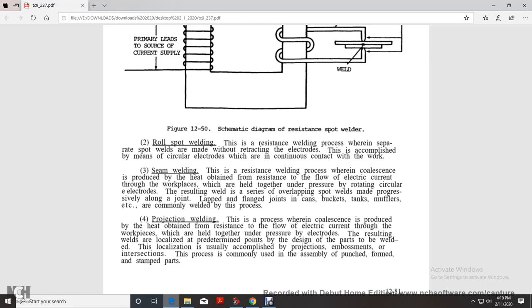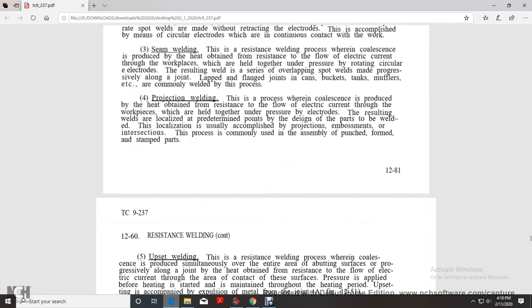Projection weld. A process in which coalescence is produced by the heat obtained from the resistance to the flow of electrical current through the workpieces held together under the pressure of electrodes. The resulting welds are localized at predetermined points by the design of the parts to be welded. Localization is usually accomplished with projections, embossments, or intersections. The process is commonly used to assemble punched, formed, or stamped parts.